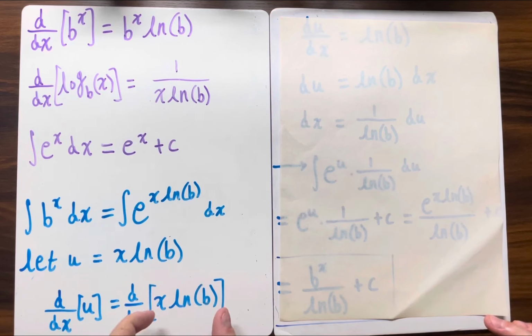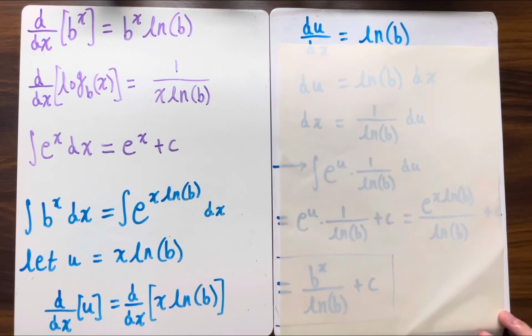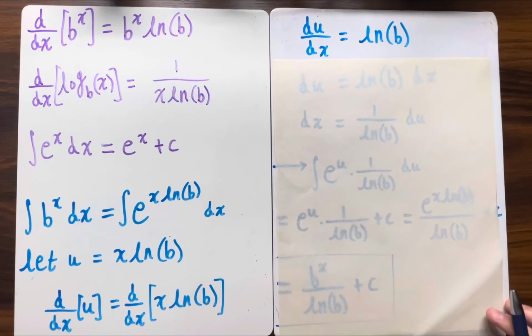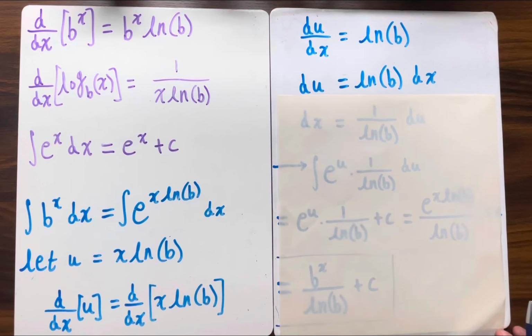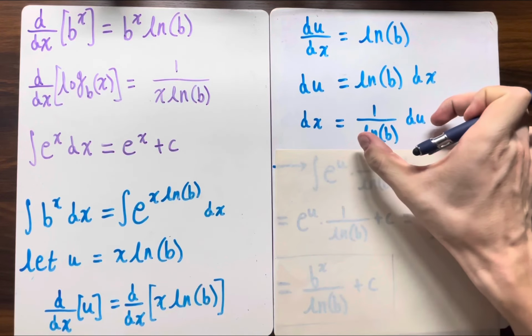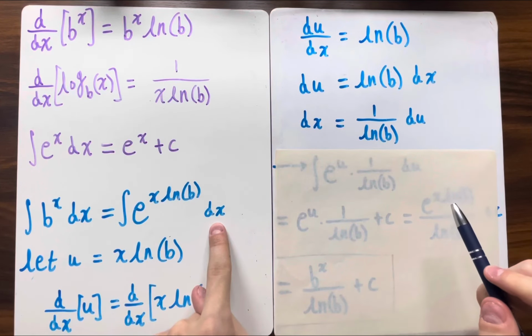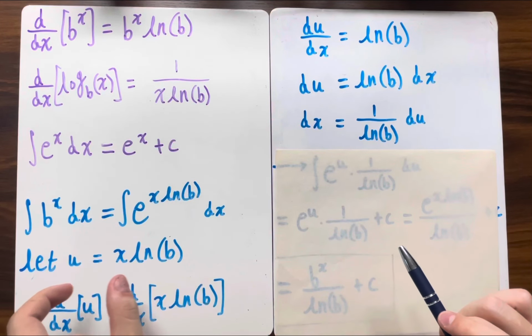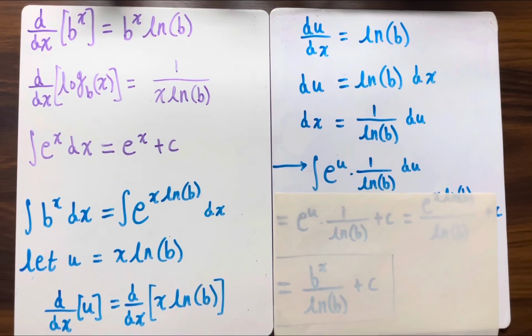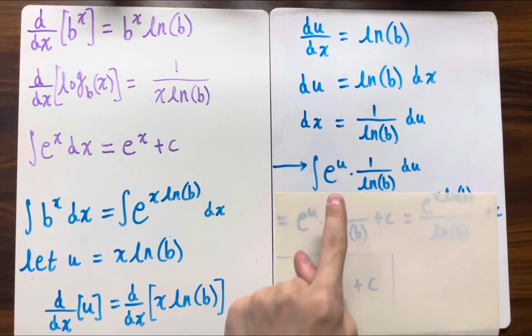Well, what's the derivative of this piece with respect to x? Well, here's an x and this is just a constant, so we just get left with the constant, ln of b. And now we can solve for dx. Multiplying both sides by dx and then dividing by ln of b, we solve for dx. So now we can plug in this dx here, as well as substitute this piece for u, like this.